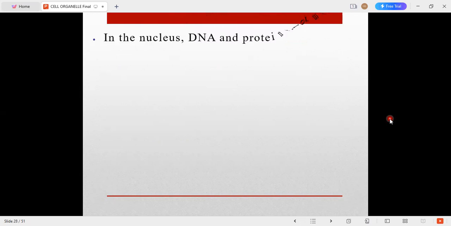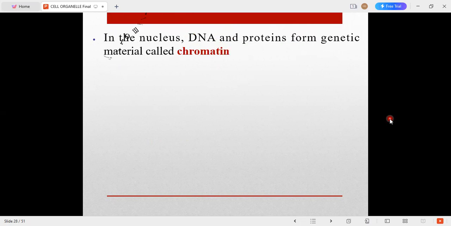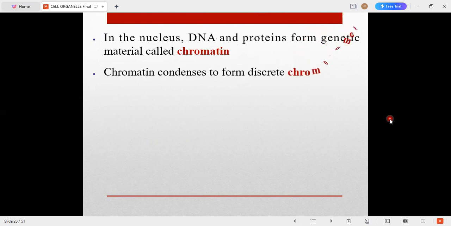So within the nucleus, DNA and proteins collectively form genetic material, which is referred to as chromatin. And this chromatin condenses to form discrete chromosomes. As we know, all human beings have 23 pairs of chromosomes within our cells.